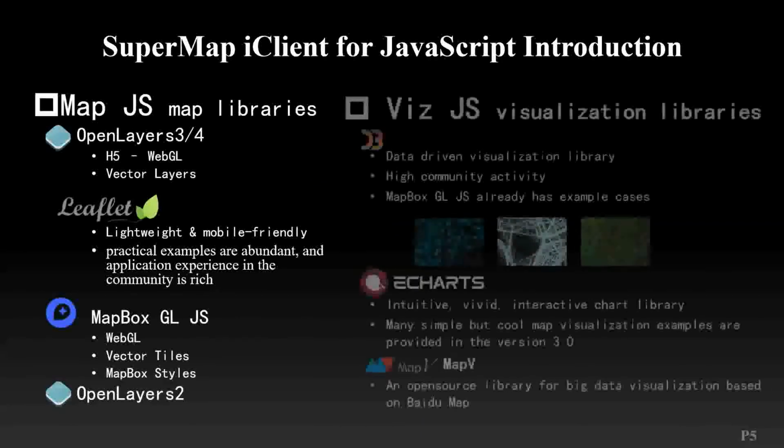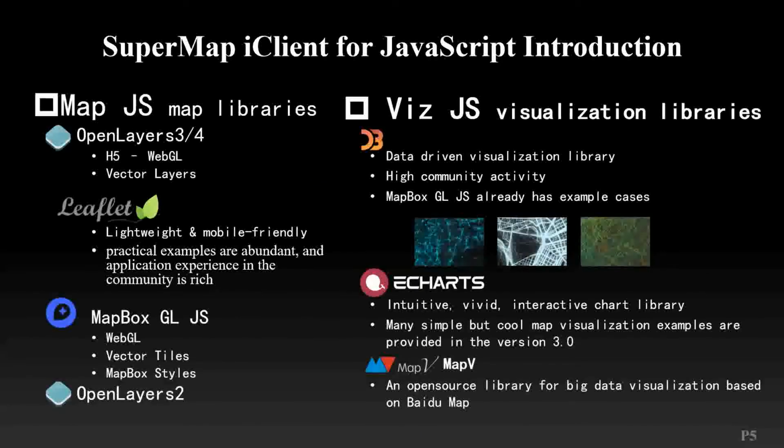Yeah, and these are some of the features of different libraries, like the map library used based on OpenLayers 3 or 4, and Leaflet. Leaflet is the lightweight and mobile-friendly open source library, and also Mapbox GL.js and OpenLayers, even OpenLayers 2. And on the visualization library, we use D3, we use eCharts, and use MapV to do the data visualization. We can achieve a lot of cool visualization effects.